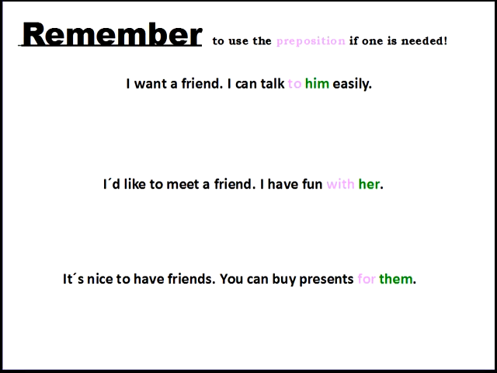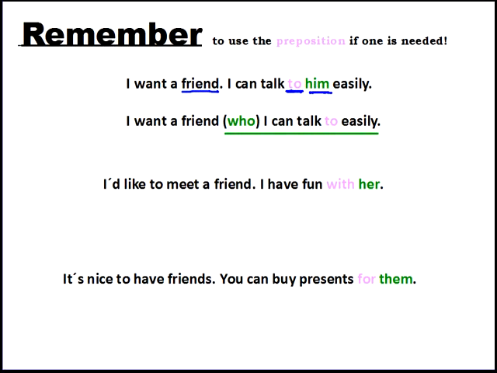Here's something to remember. Okay, remember to use the preposition if one is needed. Okay? We don't always use prepositions, but when there is a preposition, I need to use it. So in this context, let's read this sentence. I want a friend I can talk to him easily. Okay? Now, here's my preposition that I need to think about. And in this context, I'm removing friend and him, right? So I'm going to read it like this: I want a friend who I can talk to easily.